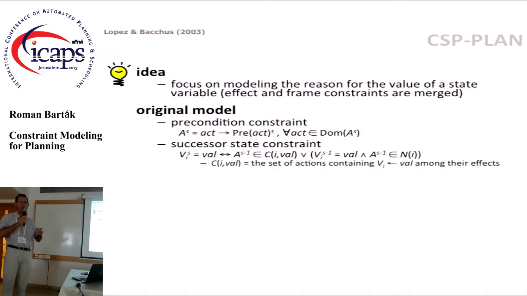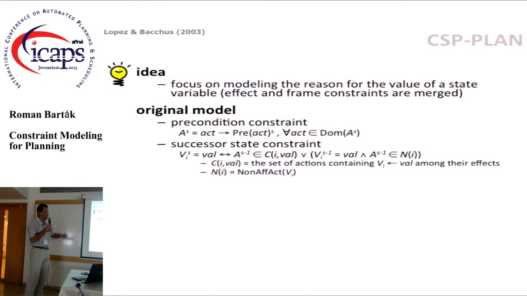So we don't need any other constraint because everything is modeled here. This is just a description of what I said. So these are the actions that are modifying the variable I to value val, and these are the actions that are not touching that variable at all, right? So it corresponds to non-effect actions from the previous model. So again, we can model it in this way using implication and equivalence constraints.